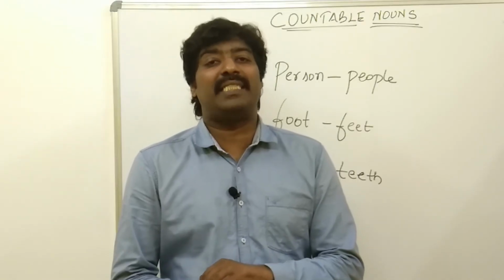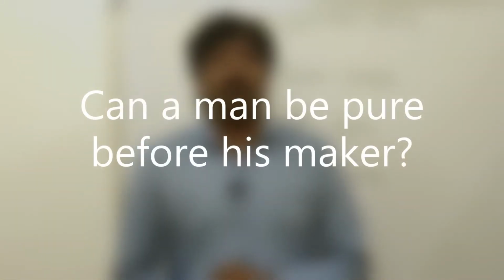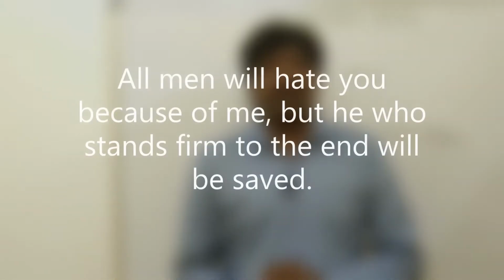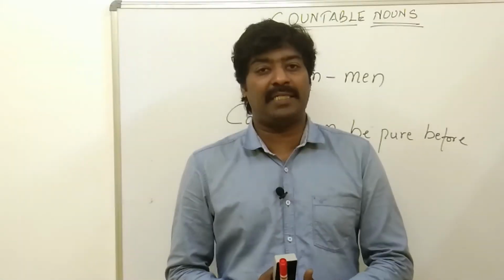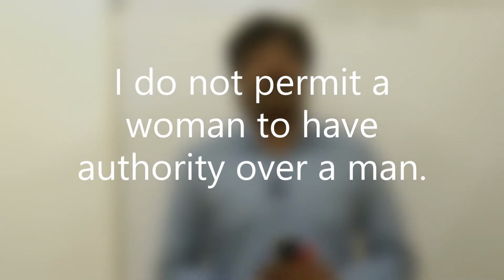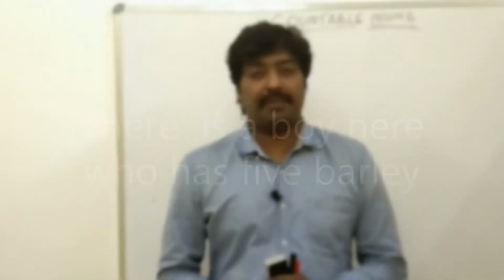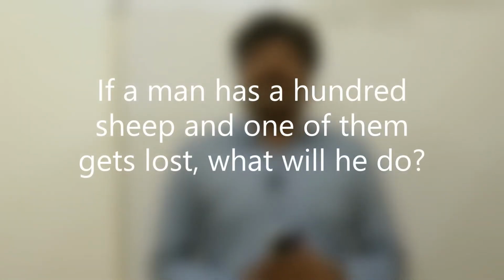Let's look at a few sentence examples using irregular nouns. Can a man be pure before his maker? All men will hate you because of me, but he who stands firm to the end will be saved. I do not permit a woman to have authority over a man. How many children do you have? There is a boy here who has 5 barley loaves and 2 fish. If a man has 100 sheep and one of them gets lost, what will he do?